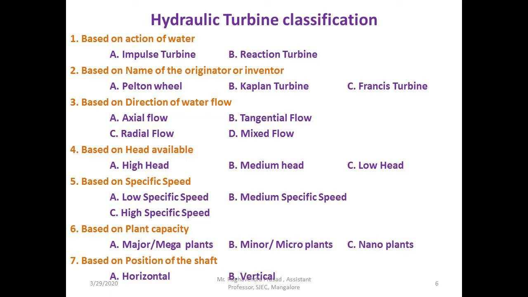So the third classification is based on direction of water flow. Axial flow means the flow is parallel to the axis of the shaft, whereas tangential flow means the flow is tangential to the turbine, and radial flow means it is radial to the turbine. And for this radial flow, a special spiral casing design is required. And the last one is mixed flow.